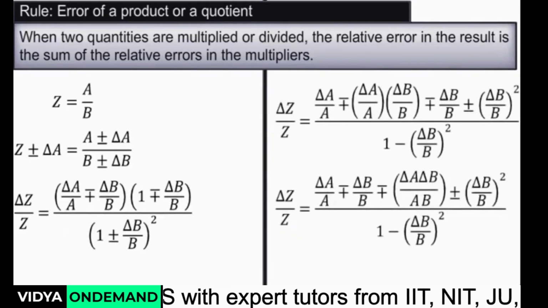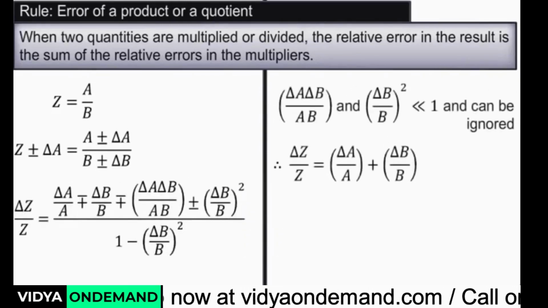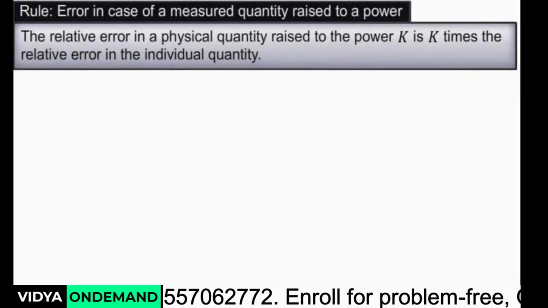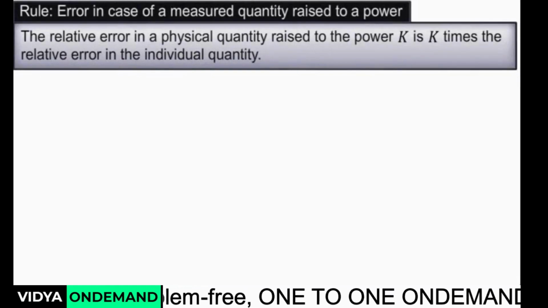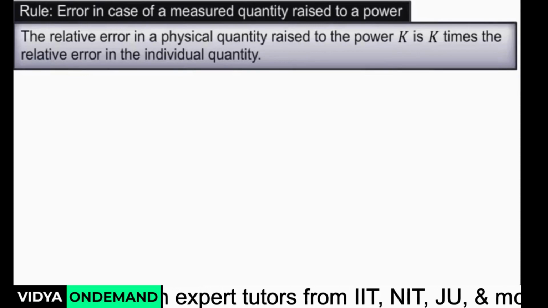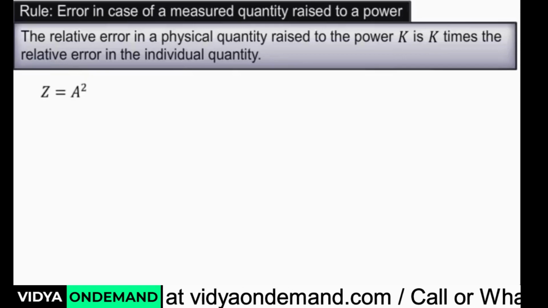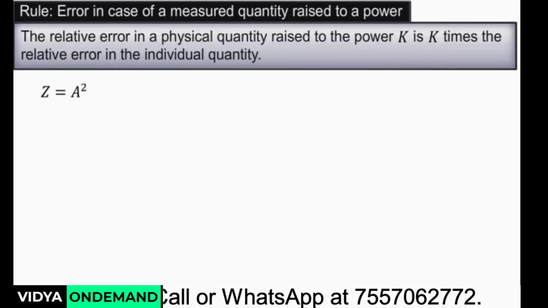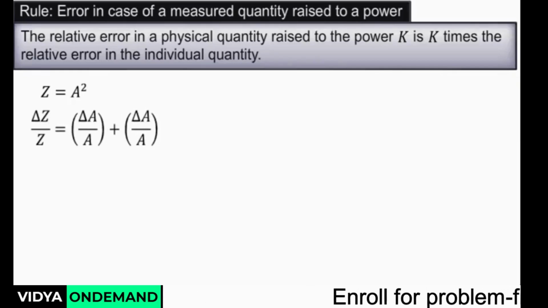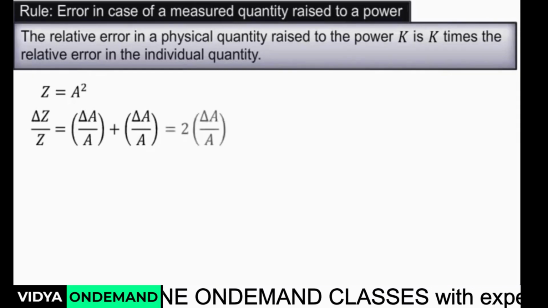The relative error in a physical quantity raised to the power k is k times the relative error in the individual quantity. If z = a², then Δz/z = Δa/a + Δa/a = 2 times Δa/a. Hence, the relative error in a² is twice the error in a.